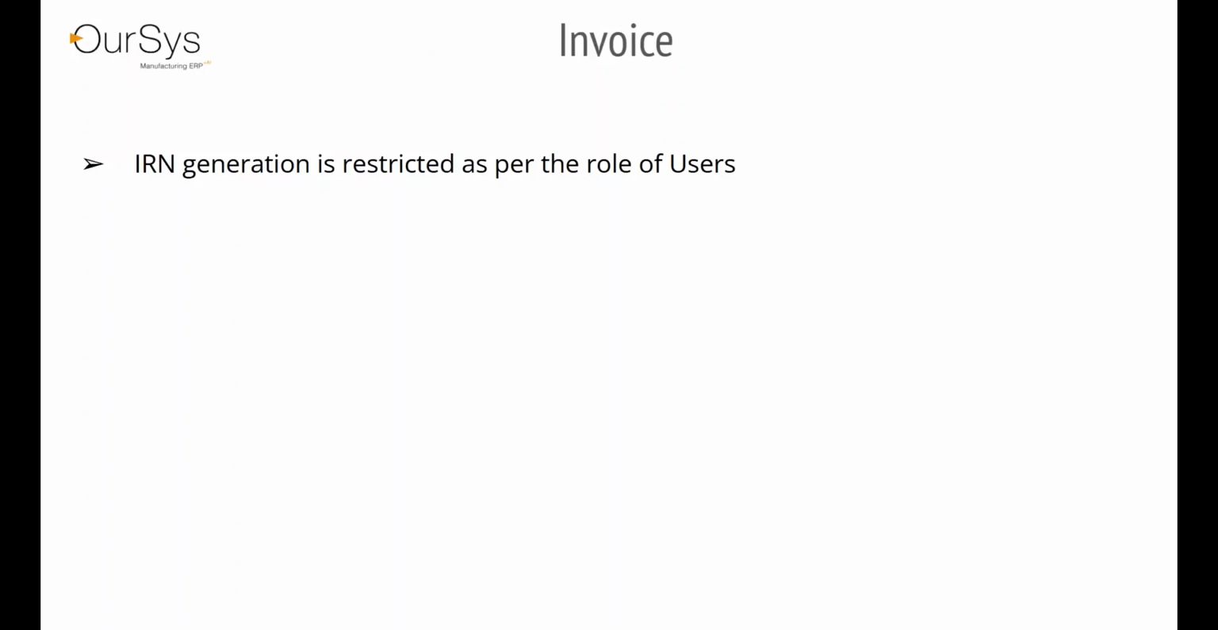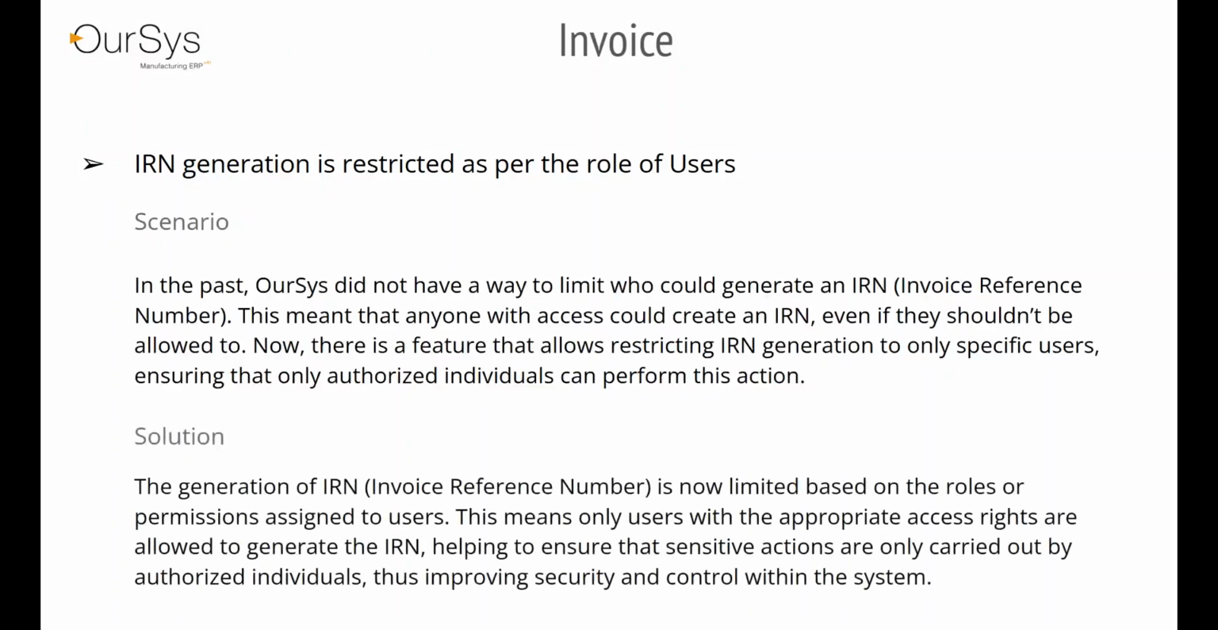IRN generation is restricted as per the role of user. Okay. So previously OurSys did not have a way to limit a user from generating the IRN. So basically if I have an invoice, then I can easily generate IRN even if I don't have the right to make it. So now only a user with the permission to generate the IRN can create the IRN in the system. So this ensures that only the authorized person can perform the action.